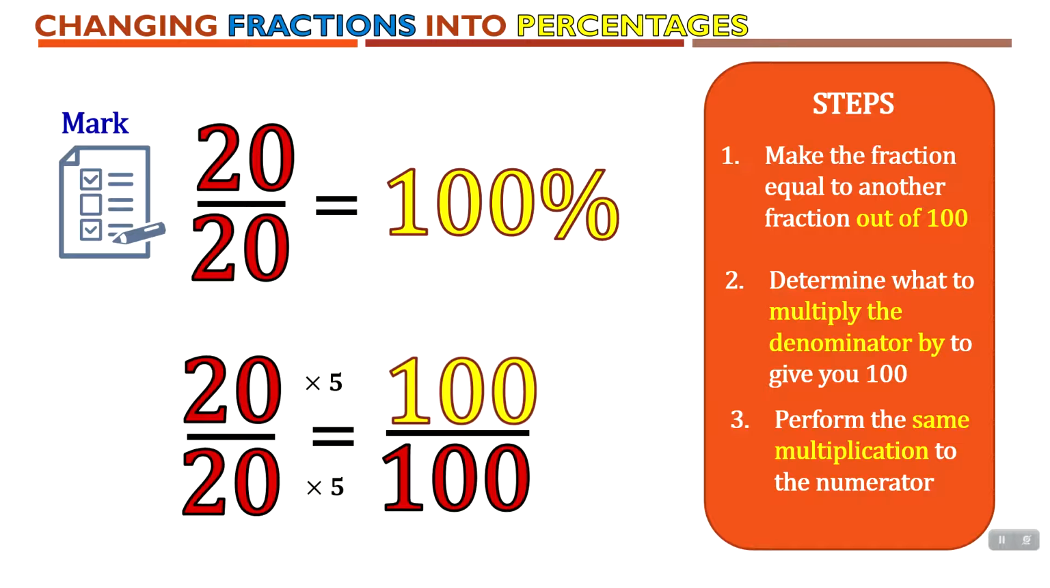We know that as long as we have 20 questions on a test and we get all 20 correct, we will get 100%. As long as the numerator and the denominator are the same in the fraction, you will always get a percentage of 100%.